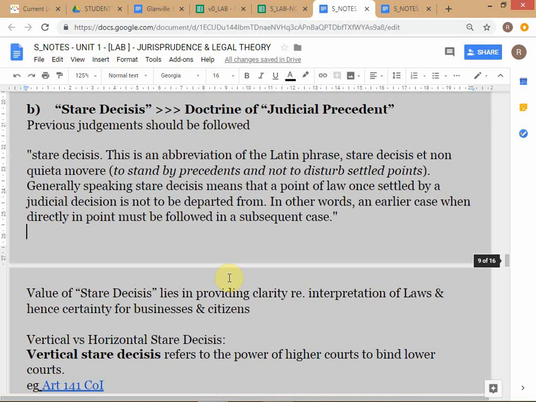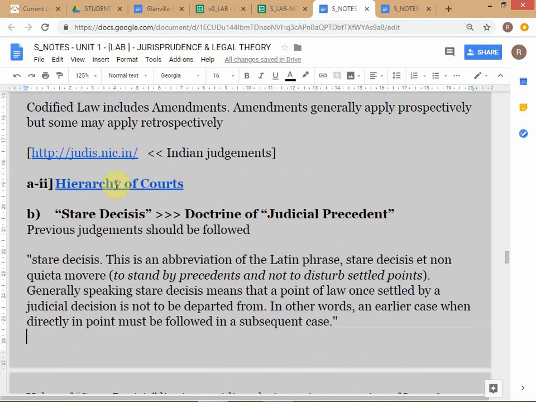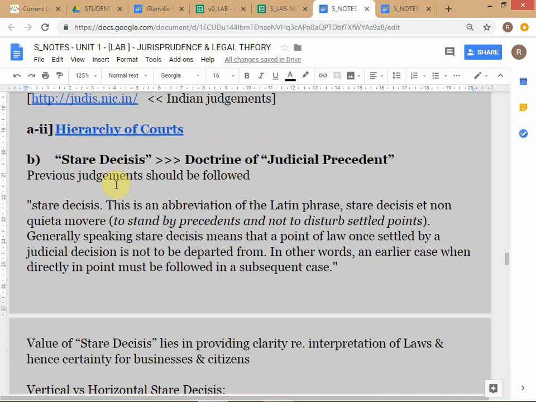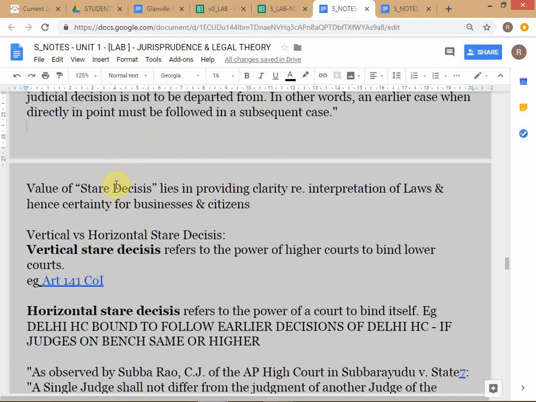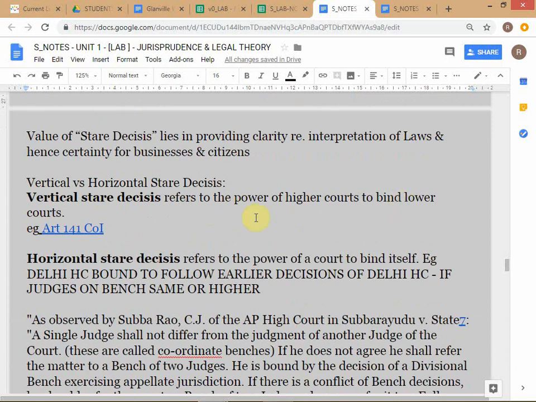What does this mean? You can connect this once again to the hierarchy of courts. You are already aware that you have the district courts, then the high courts, and then the Supreme Court. So there is a hierarchy, and everyone knows what a hierarchy is. So when we say vertical stare decisis, all that it means is the power of higher courts to bind lower courts.